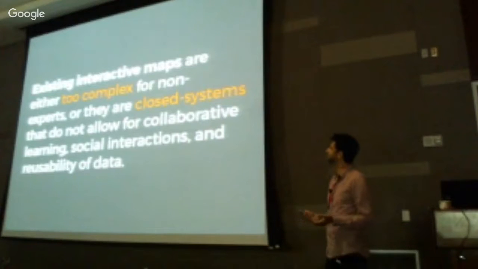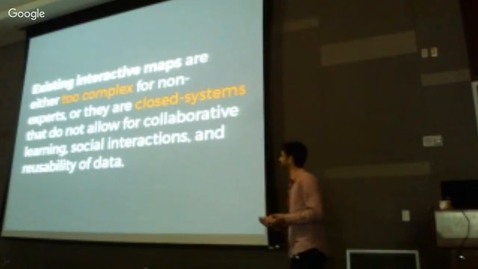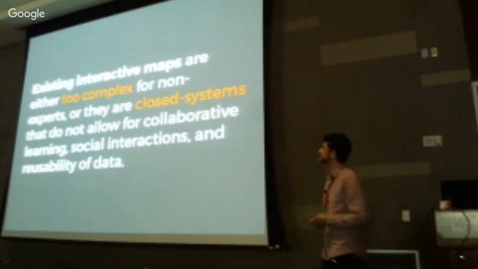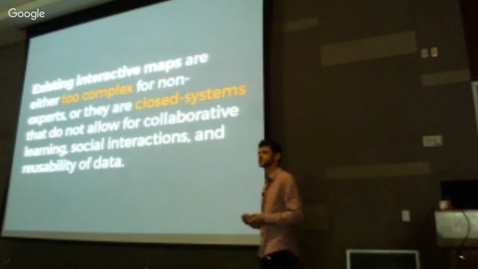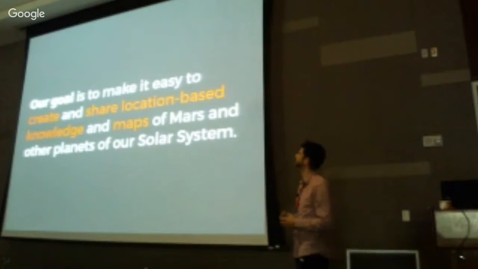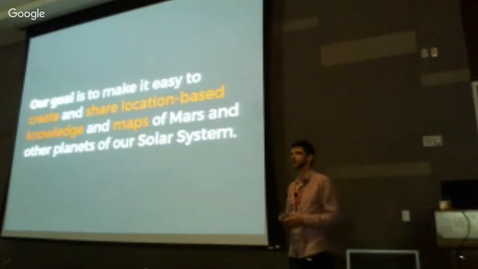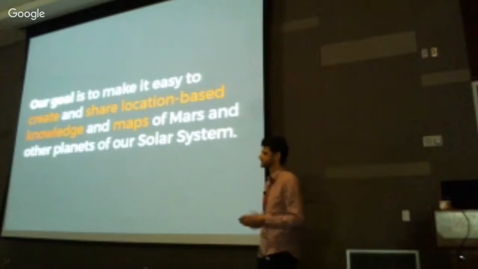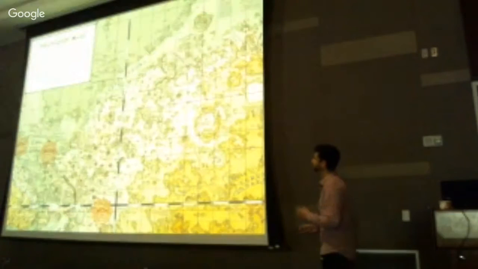There are existing interactive maps out there, but they are complex for non-experts. There are closed systems that do not allow for collaborative learning, social interactions, and reusability of data. So our goal with Open Planetary Map is really to make it easy to create and share location-based knowledge and maps of Mars to start with, and other planets of our solar system.